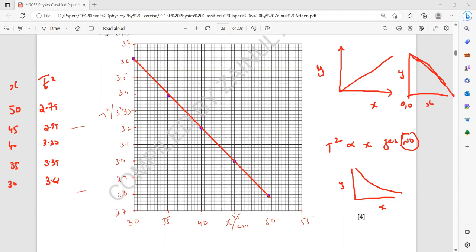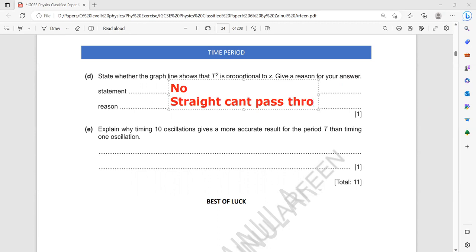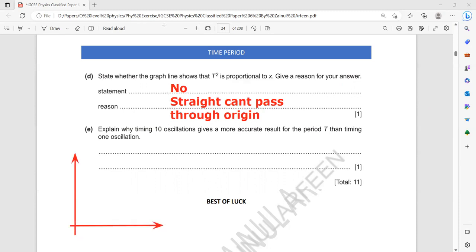So what should be your answer here? As they asked, state whether t square is proportional to x. So in the statement, what we will say is no. Why? Because the straight line cannot pass through origin. Why can it never pass through origin? Because the shape of the graph gives you an idea that it can never. The graph is in this manner, this line which we draw is like this. So how will it pass through origin? It can never pass through origin.